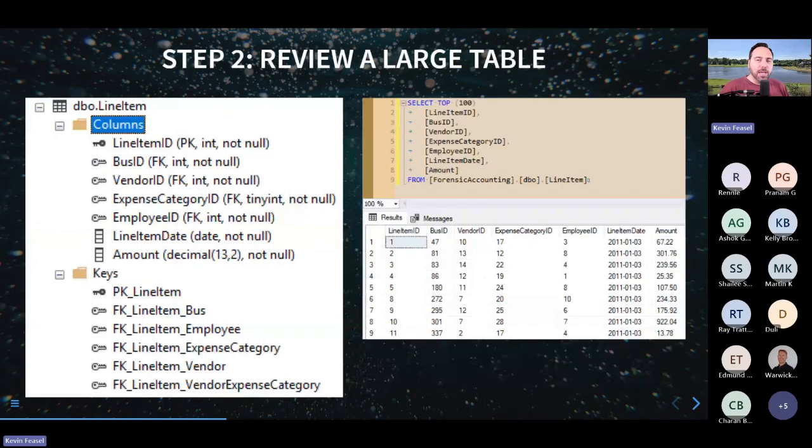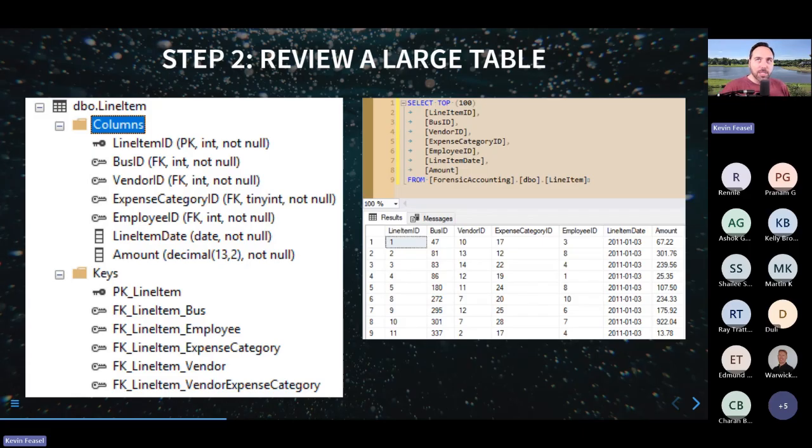So driving from this thing, I can see next, I want to look at keys. Hopefully there are keys. I want to look at indexes, maybe. But I want to look at the column names, the data types. I want to get a feeling for what this table represents. And on here, we have bus, vendor, expense category, employee ID. These are all keys to other tables. We have a line item date and an amount.